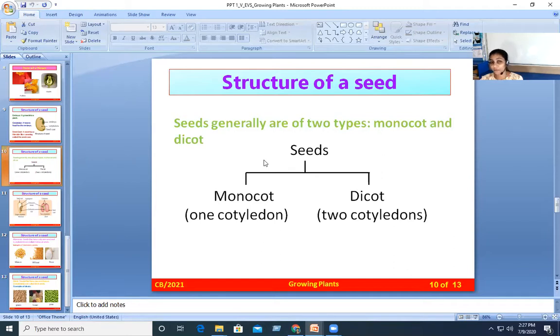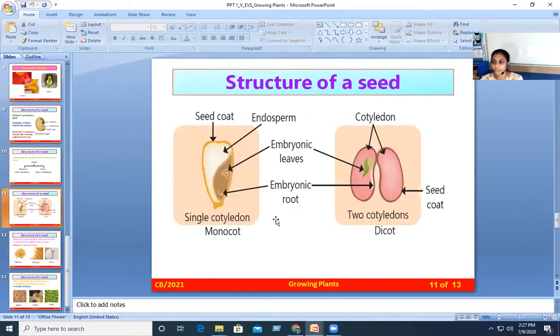So two types of seeds are there, namely monocot, only one cotyledon or only one seed leaf, and dicot, in a sense two cotyledons or two seed leaves. So the structure of seed, I have given here an example of a monocot and a dicot seed, where seed coat, endosperm and embryonic leaves are present in both the seeds, and then the embryonic root, you have the roots. You might have seen in the rainy season the jackfruit seeds, when you throw them outside, they have the roots, right? So that is the thing.